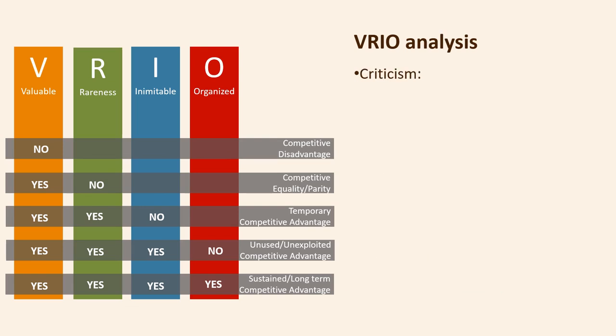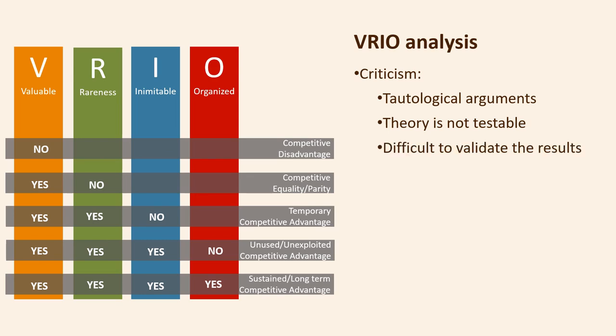Let us now consider criticism of the model. Criticism has been levelled at the resource-based approach VRIO takes. The theory fulfills itself by making tautological arguments, because resources are defined in terms of their performance, and therefore the theory is not testable. The resource-based approach has also been criticised for using difficult-to-observe variables that make it challenging to conduct an empirical study and validate the results.